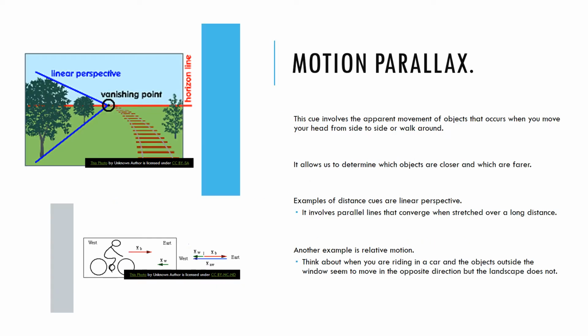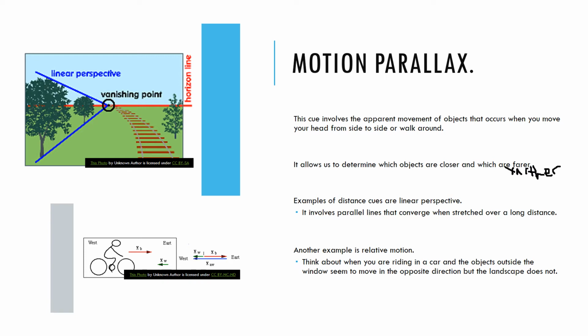Motion parallax has to do with the apparent movement of objects that occurs when you move your head from side to side or walk around. It allows us to determine which objects are closer and which are farther. I should fix that here. It should say farther. Let me fix that real quick for you. Excuse my shaky marker handwriting there.